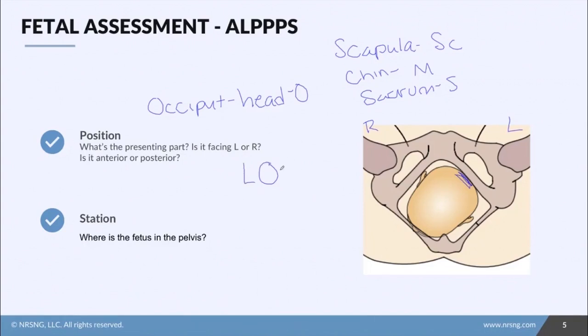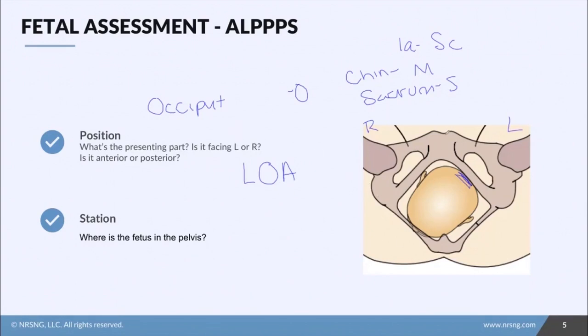So we have left siding occiput, and is it anterior or posterior? Anterior means it's more towards the front, which means closer to delivery or delivering. So that would be A. If it was posterior towards the back, then it would be P. So our occiput's more towards the front, so it's labeled LOA in this situation.